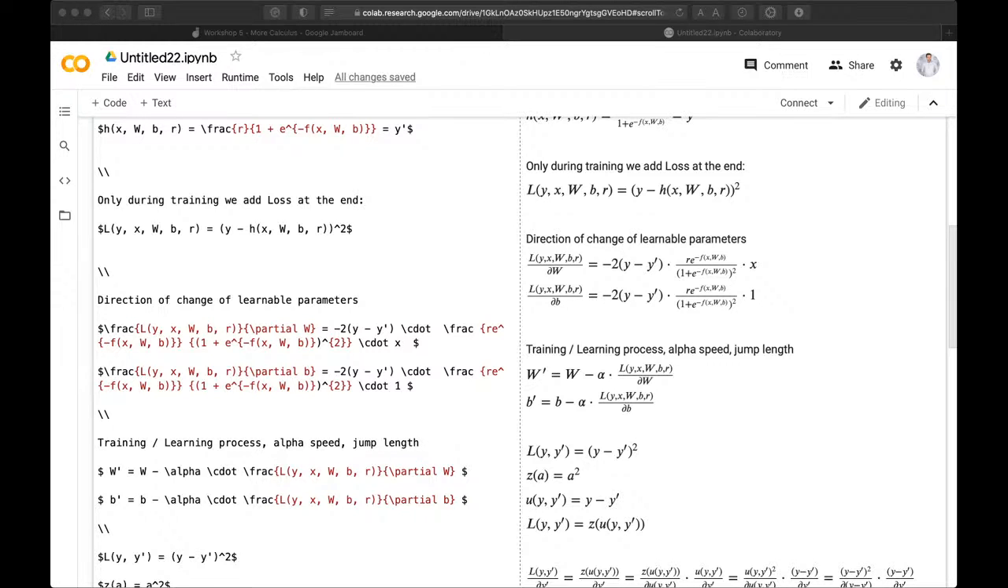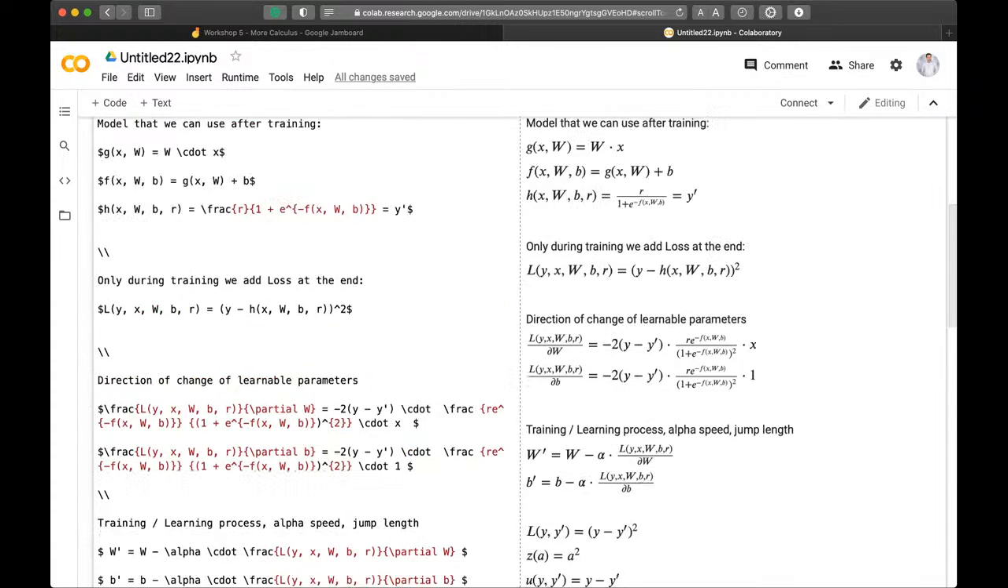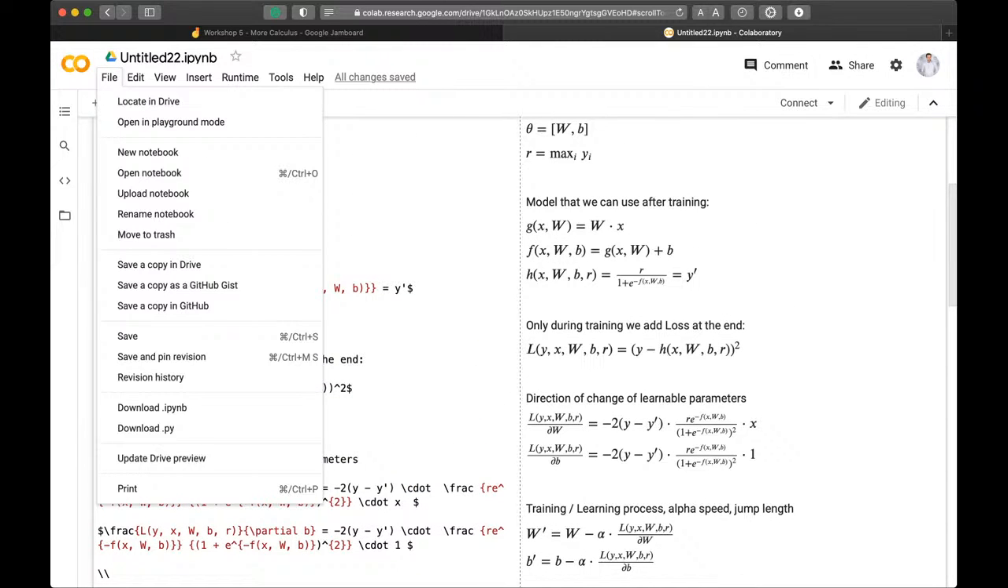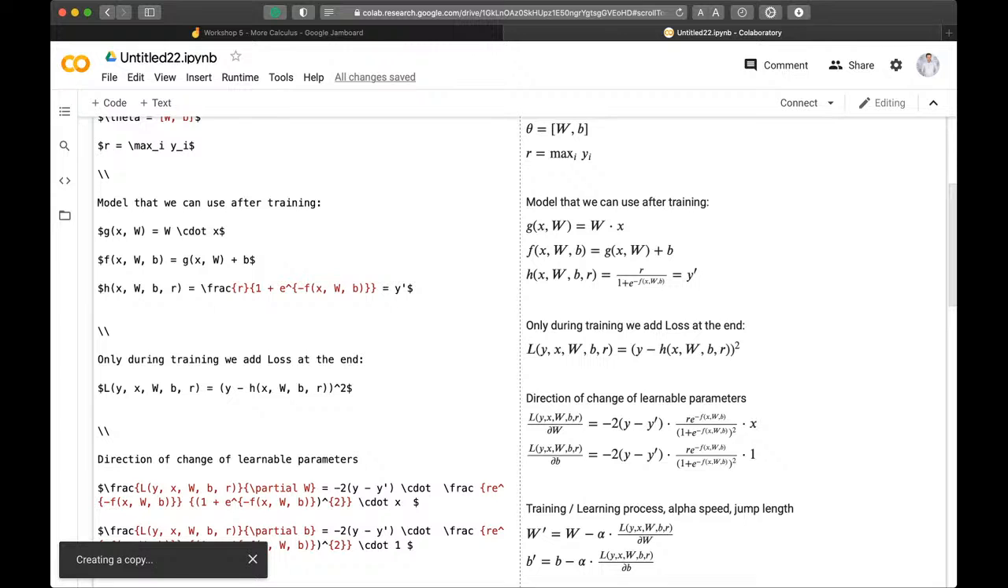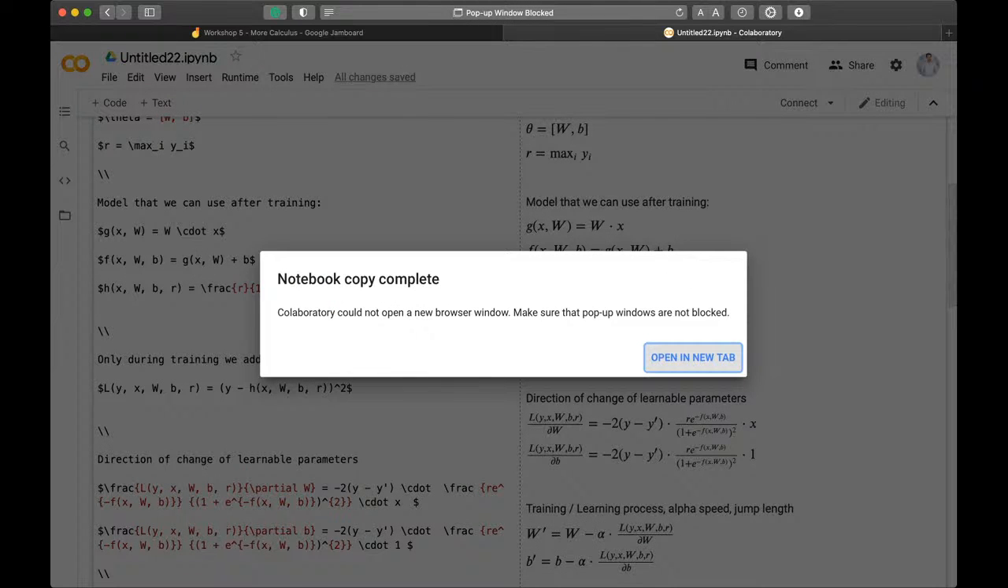But to avoid a situation where you're not doing anything, I will just make a copy and continue working in another notebook. So just make a copy in the drive, save a copy, creating a copy, open in a new tab. Okay, cool. So I shared that notebook with you. I don't know why the Jamboard stopped working.